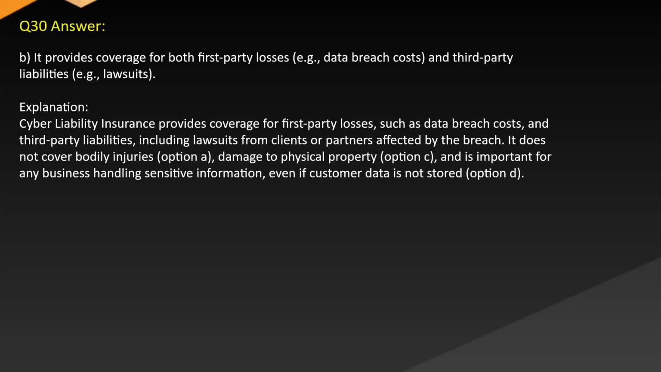Answer: B. It provides coverage for both first-party losses, e.g. data breach costs, and third-party liabilities, e.g. lawsuits. Explanation: cyber liability insurance provides coverage for first-party losses such as data breach costs and third-party liabilities, including lawsuits from clients or partners affected by the breach. It does not cover bodily injuries, Option A, damage to physical property, Option C, and is important for any business handling sensitive information, even if customer data is not stored, Option D.